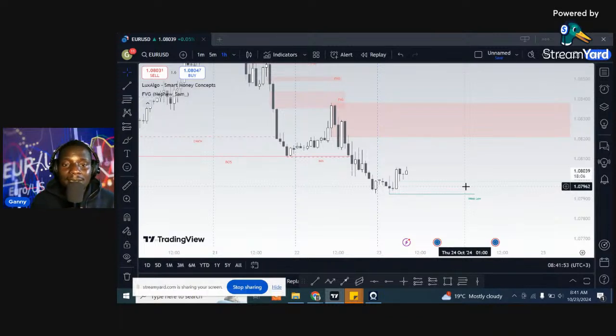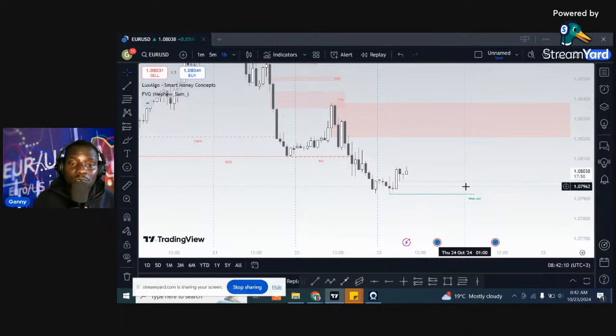So it is a strategy that uses price action from the previous day. It's one of those strategies that utilizes price action from the previous day. So from the previous day, I'd like to look out for areas of interest.